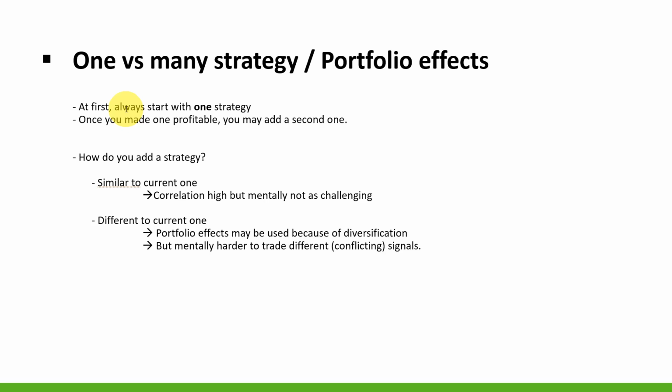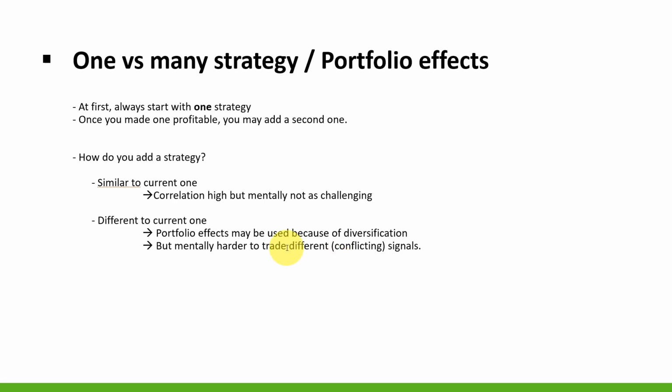And that is the key here. You don't want to overwhelm yourself with the new task of also developing new strategies at the same time. And once you have made one strategy profitable, then you can add a second one. And how do you add a second strategy? It could be one that is similar to the one that you're already trading, but then the correlation will be high, or you add a strategy that is very different to the one that you are already trading. And here we may be able to benefit from diversification. But it can also be mentally harder to trade different strategies because sometimes you may have conflicting signals.